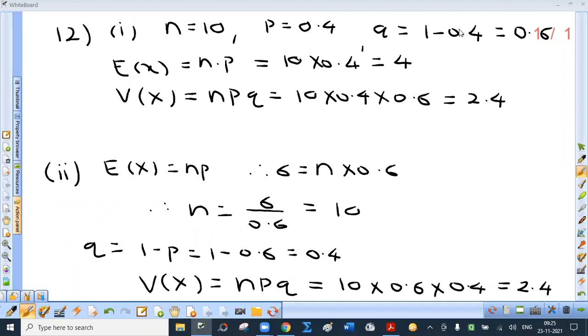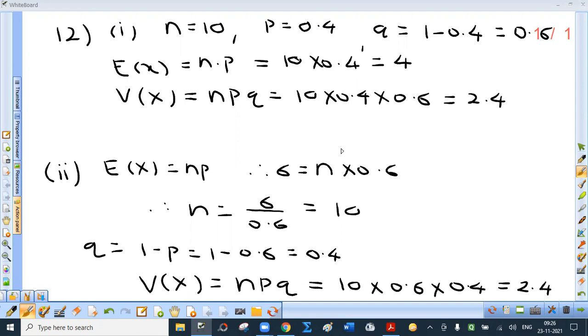Sum number 12. We are given that X is a random variable which follows binomial distribution with parameters N, P. First part, N equal to 10, P equal to 0.4. Find E of X and variance of X. Now, what is E of X? NP. Substitute the values to get 4. What is variance? It is NPQ. Now P is 0.4, so Q is 0.6. Substitute the values. Don't read this as 0.16, that is page number as far as this slate is concerned. So it is 0.6, not 0.16.